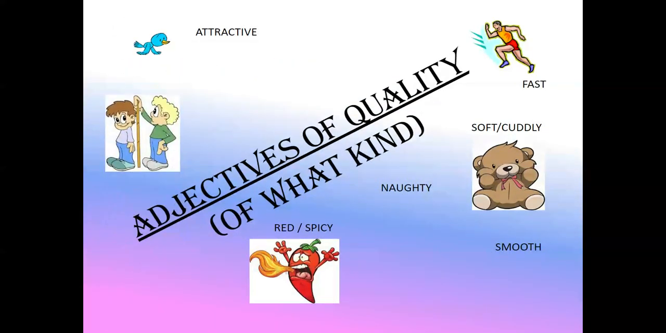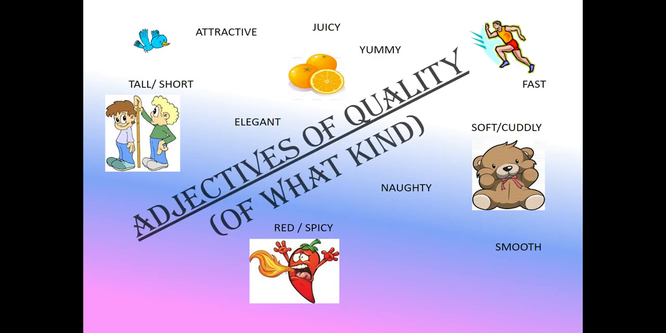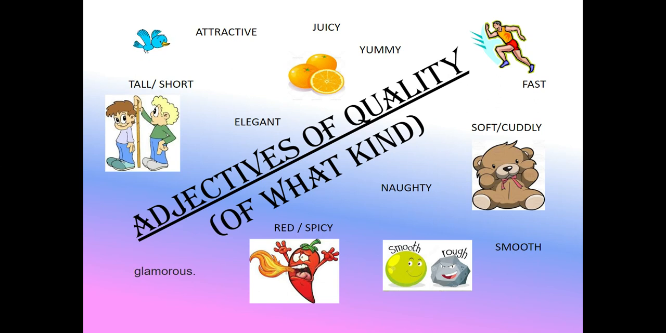Now we are coming on to adjectives of quality. When we are talking about the teddy bear, it's a soft, cuddly bear. The oranges are juicy. He or she is a tall or short child, smooth and rough. All these are telling you about the quality of a noun. The describing words which describe a particular trait or quality of a noun or a pronoun are known as adjectives of quality.